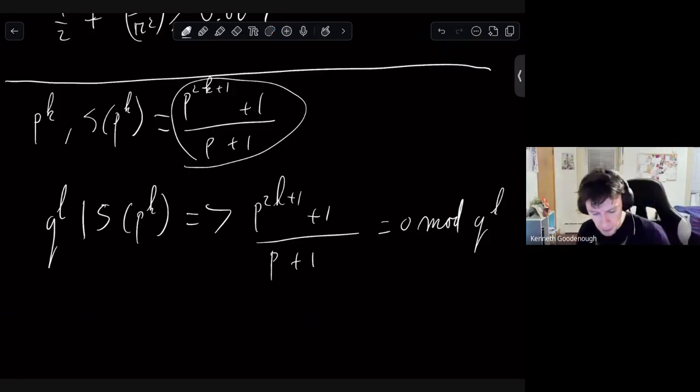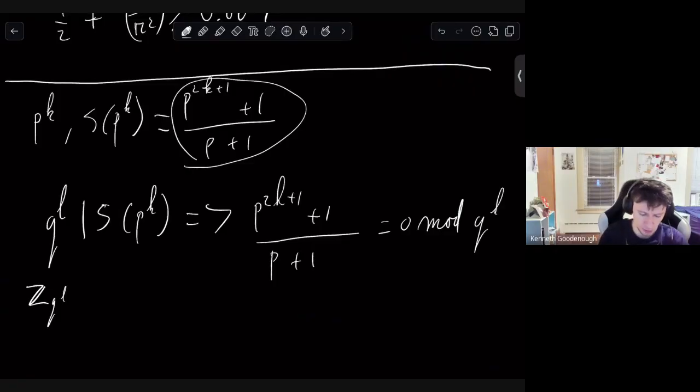Now let's phrase this again a little bit more mathematically. If I look at the integers modulo q to the power L, I just get these guys, which form a ring. Okay, what do we know? Well, let's look at the numerator. We want that this holds.